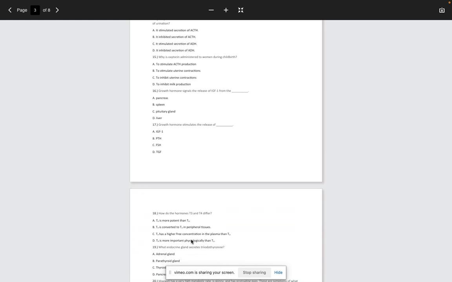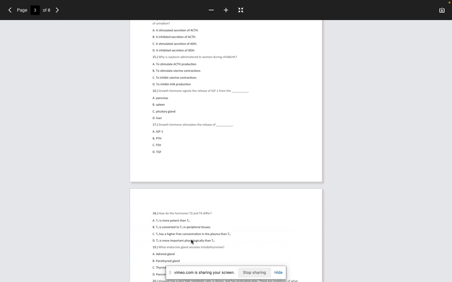How do the hormones T3 and T4 differ? T3's active. Yes. Is T4 more potent than T3? No. T4 is converted to T3 in peripheral tissues. Yes. What's the name of that enzyme? Does anybody remember? 5-deiodinase. You guys don't have to know that. So T4 is converted to T3 in peripheral tissues. Okay.